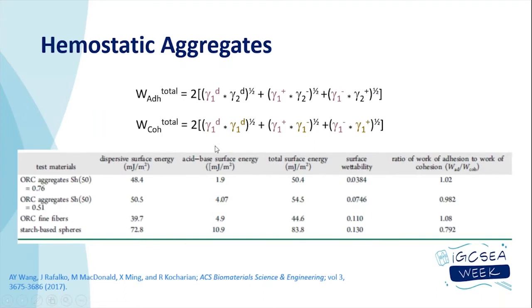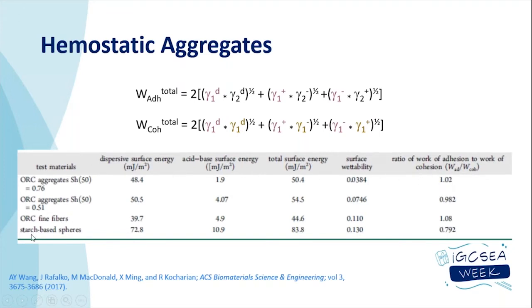What we did is we found a representative value, as there are tabulated and known values for the surface tension of blood. If we know the surface tension of blood and we know the surface energy of the powder, we can calculate a work of adhesion to cohesion ratio. And the closer this ratio is to 1, the better you would expect that the aggregates or the coagulants would interact with the blood. And we do see that here.